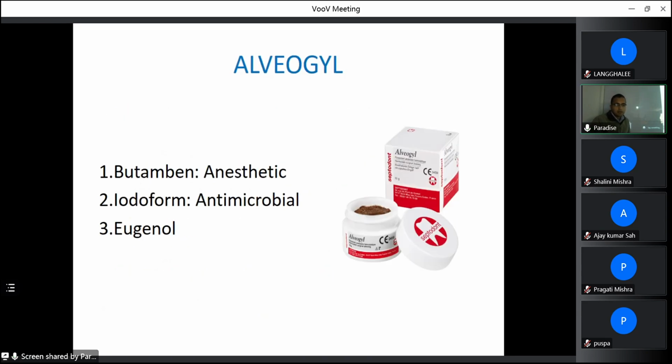This is Alvogyl. It is used for symptomatic treatment of dry socket. It consists of an anesthetic agent, which is butamben, and iodoform, which has an antimicrobial role, and it also consists of eugenol. Eugenol has a soothing effect on nerve terminals. So the patient will have immediate pain relief.